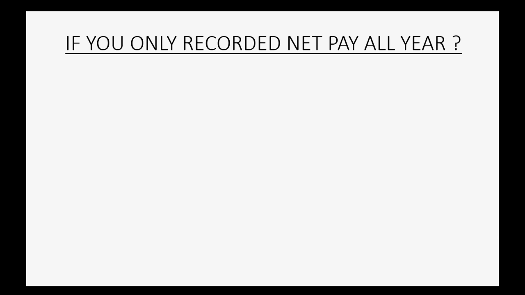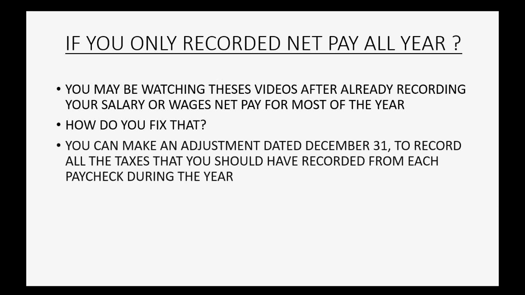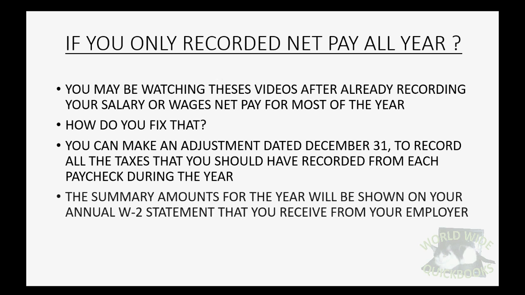What if you only recorded net pay all year long? Well, you may be watching these videos after you already recorded your salary or wages net pay for most or all of a particular tax year. So how do you fix that? Well, that's easy. You can just make an adjustment dated December 31 to record all the taxes that you should have recorded from each paycheck during the year.